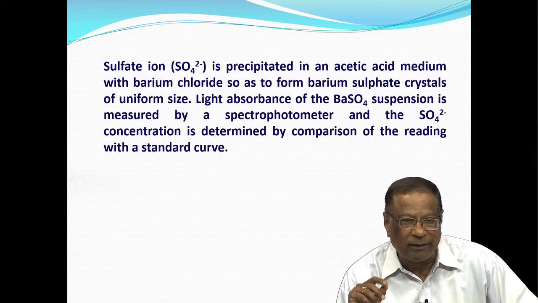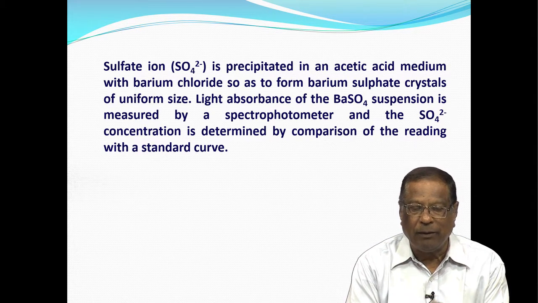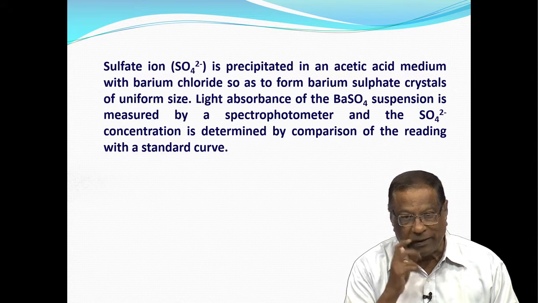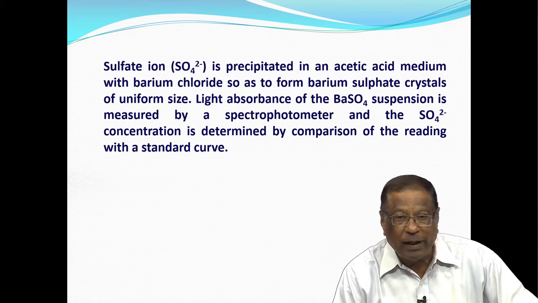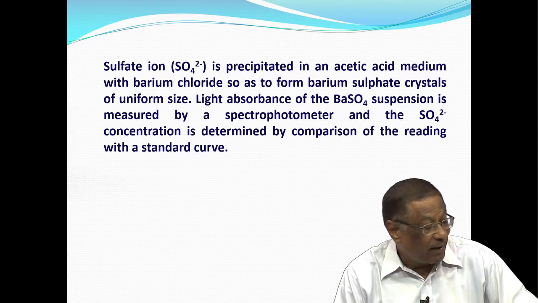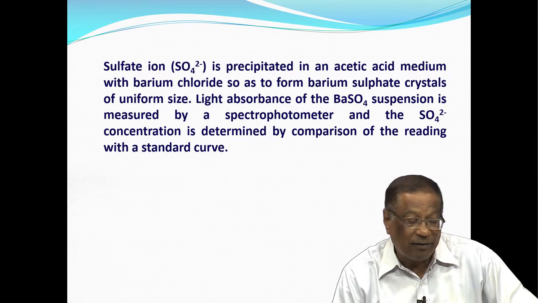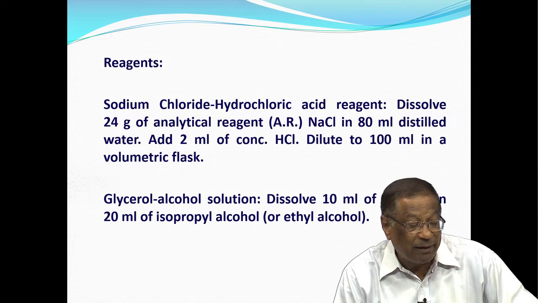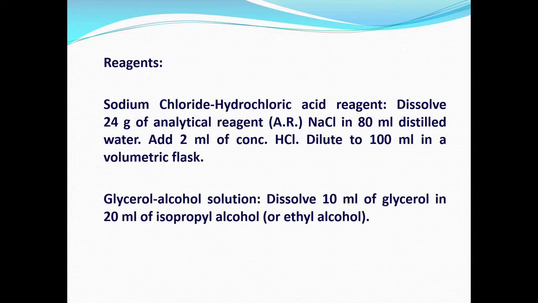It is not done by us, the method is already there. What we have done is we have tried to downsize the whole operation to smaller volume, so that the experiment can be carried out faster with less use of chemicals. So, these are the reagents that we need. You just need sodium chloride and hydrochloric acid reagent. You have to dissolve 24 gram of sodium chloride in 80 ml of distilled water, and add 2 ml of concentrated hydrochloric acid to 100 ml in a volumetric flask.